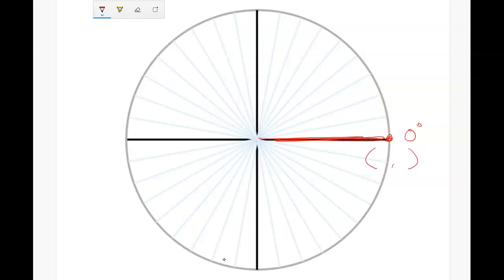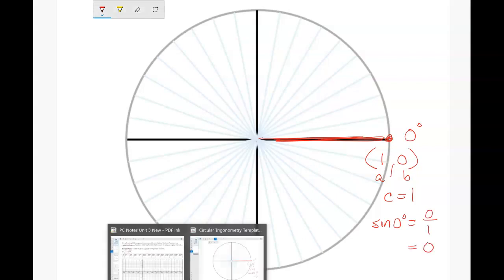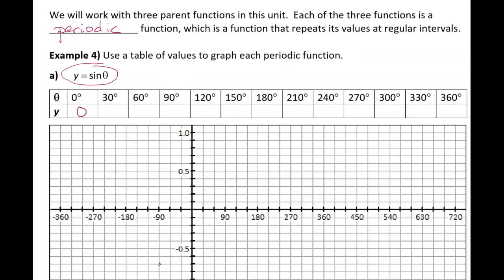Let's remember what our coordinates are at 0 degrees. That would be 1, 0, since the horizontal is 1 and the vertical coordinate is 0. Remember, that's our A and our B, right? A is the horizontal side, which is the adjacent. B is the vertical side, which is the opposite. And if we use the Pythagorean theorem, that's going to give us a C value of 1. So that means that sine of 0 degrees is equal to the opposite over the hypotenuse, and 0 over 1 is equal to 0. So we can put that value in the table.